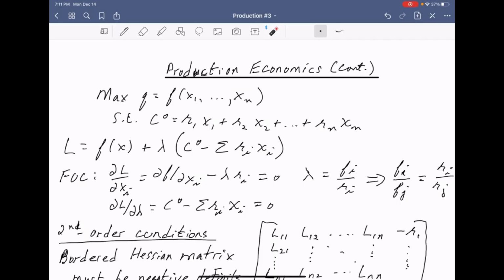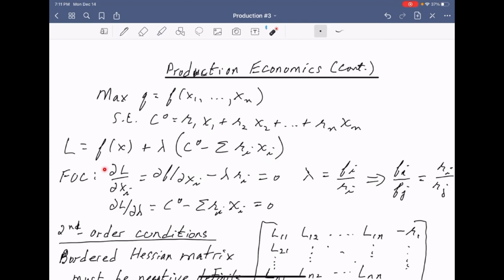This is the last lecture on production economics, the third one. We're going to start by looking at a production function as a function of a number of inputs, x1 to xn, subject to a standard constraint, which is a cost constraint. In that case, we get this Lagrangian function.